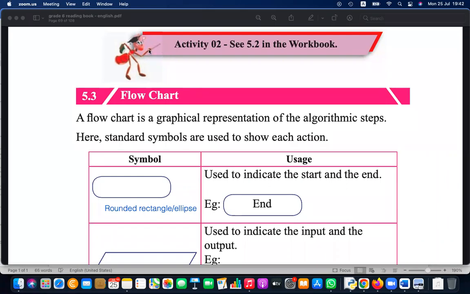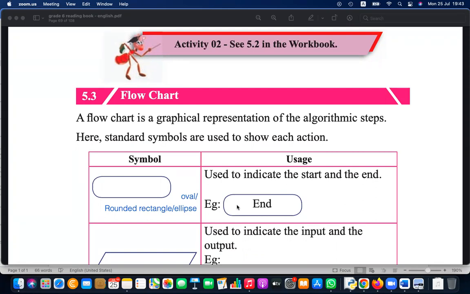So what is the symbol for input and output? Input or output, what is the symbol? Yes, ellipse, oval. So it can be oval even. Oval or ellipse or rounded rectangle will come in start and end.